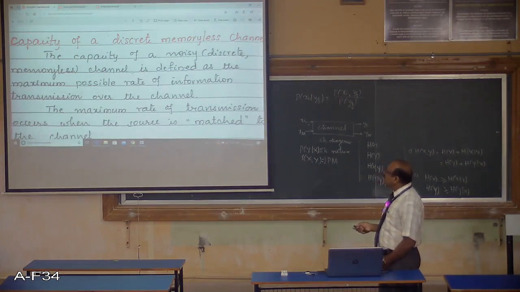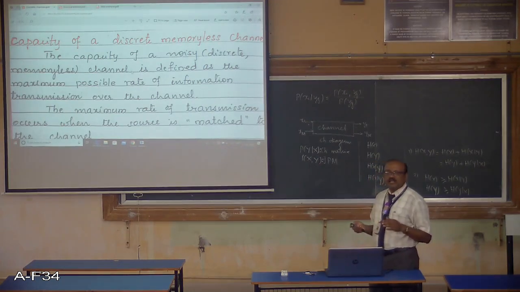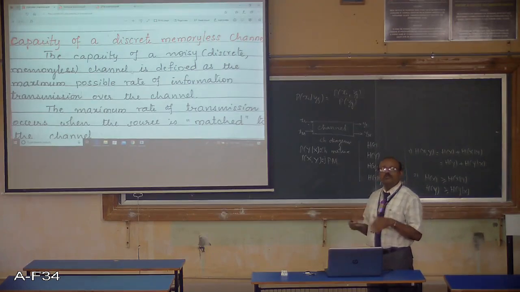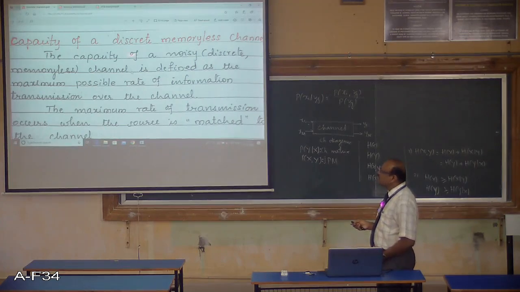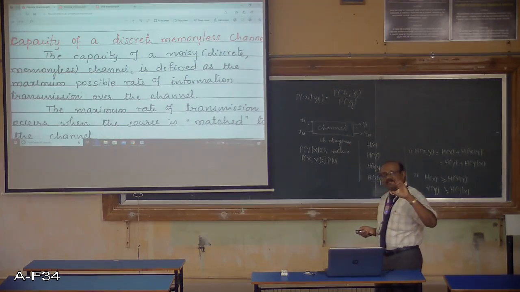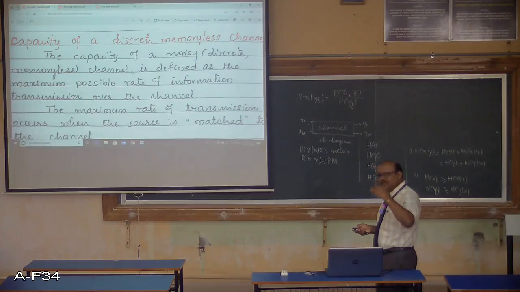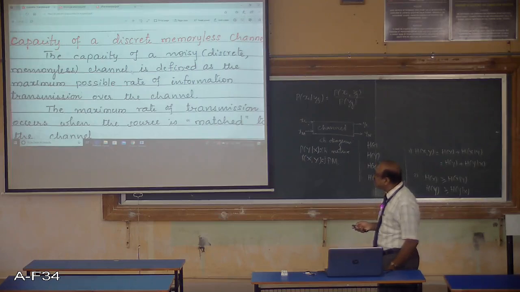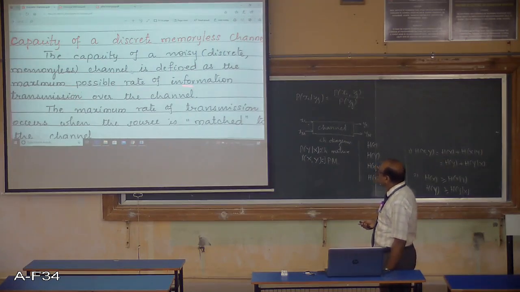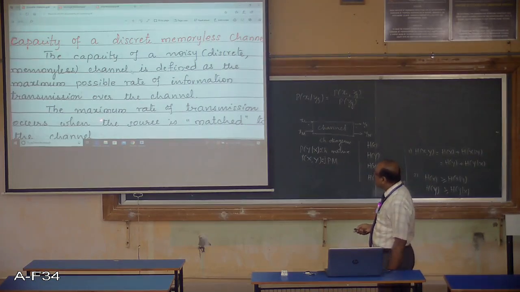And capacity always indicates the limit. Here we expect that we should be able to transfer more and more information over the channel, so we expect this channel capacity to be the highest. So when can this Dt, data transmission, reach its highest? That is the capacity. Information transfer can be lower than that, but the highest limit indicates the capacity. So it is the maximum possible rate of information transmission over the channel. And when can this be maximum?